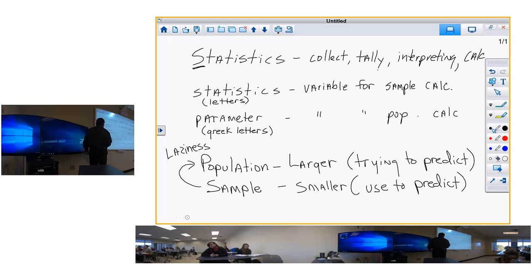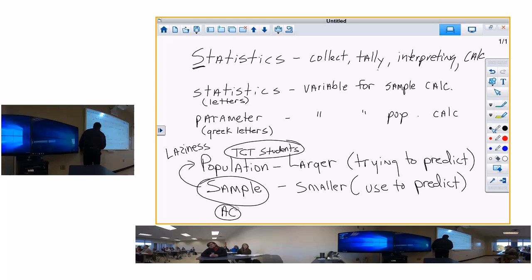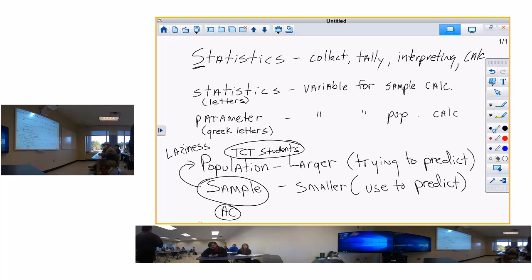Now, why do we use the sample? Why don't we just go out, like, the population here would be Tri-County Tech students. Okay, that would be the population, and this would be like students that attend the Anderson campus. Tri-County Tech students that attend it. Why would I use the smaller group to predict for the bigger group? Why don't you just go out and survey everybody in the bigger group?